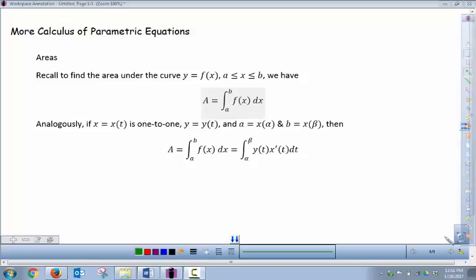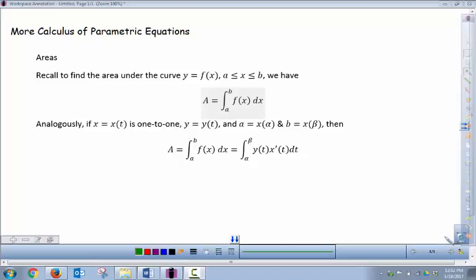I think you started this in Calc 1 where you found area under the curve, and then you kind of redid it in Calc 2 and generalized it and found out all kinds of other stuff. So the area under the curve is going to be given by an integral between a and b of some function.